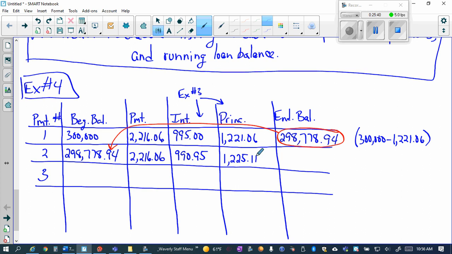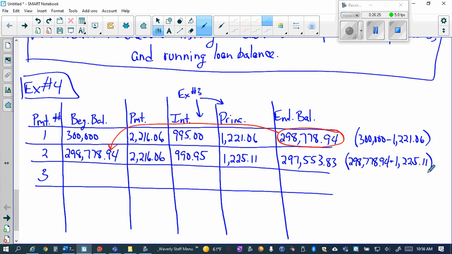All right, so now we're going to have a new ending balance. So we take our 298,778, subtract this principal, and we end up with 297,553.83. Okay, and just in case you're still confused here, that comes from our 298,778.94 minus the principal, 1225.11. Okay, so that's month 2 done.